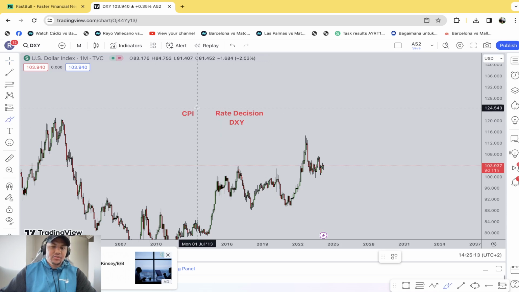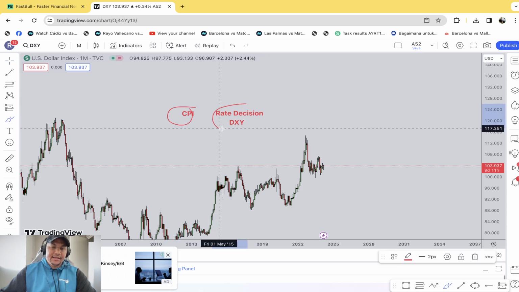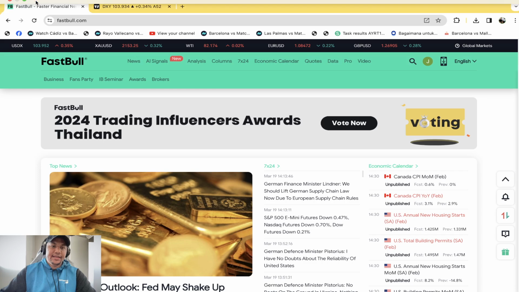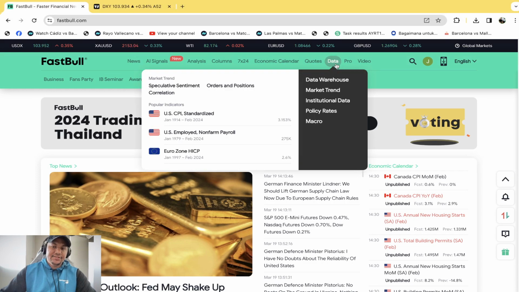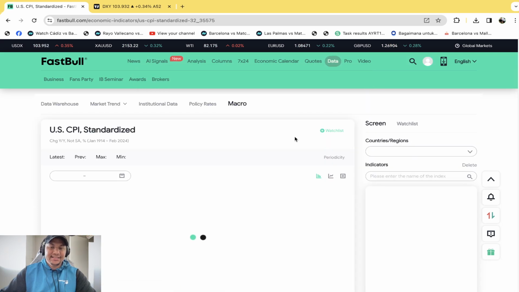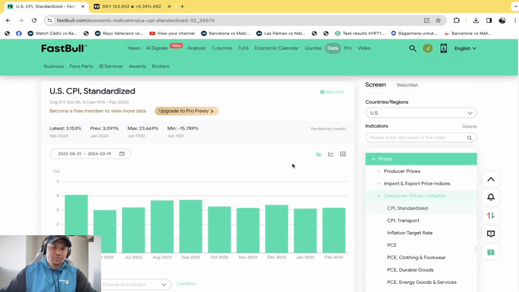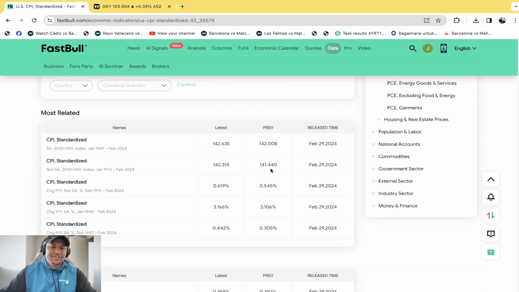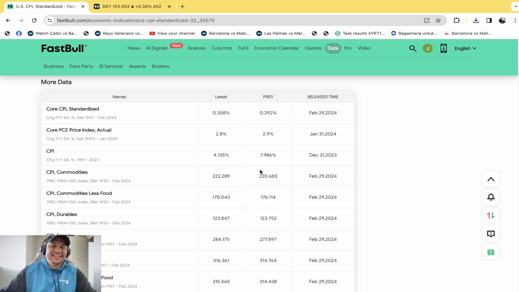Let's firstly talk about CPI, and then we can talk about rate decision. To get the CPI data, we're going to come over to the data on Fastbull, and we're going to come to US CPI standardized. This gives you a complete overview of the interest rate decision, and it's broken up here so that you can see what the CPI inflation consists of as well.